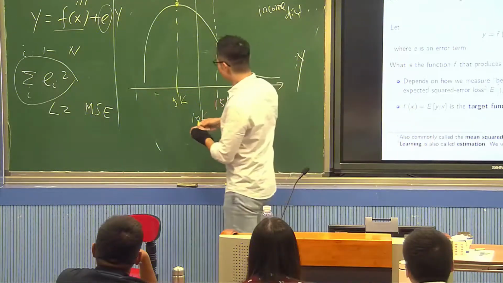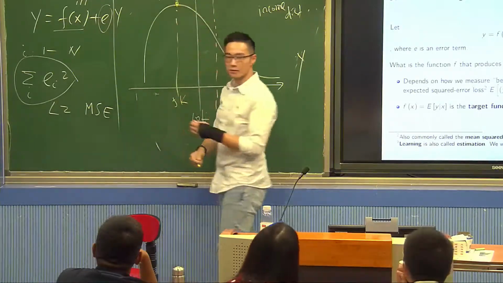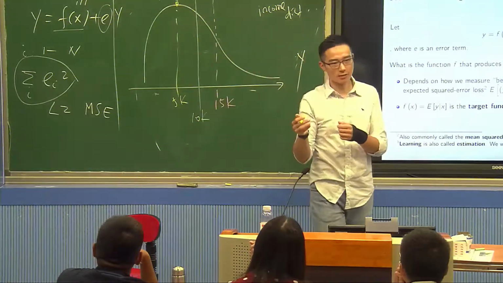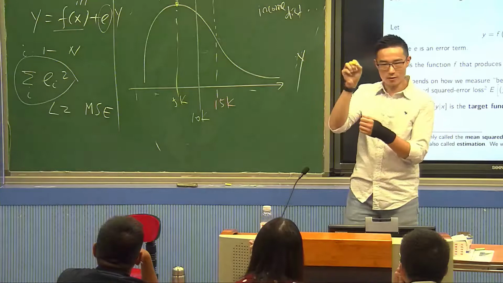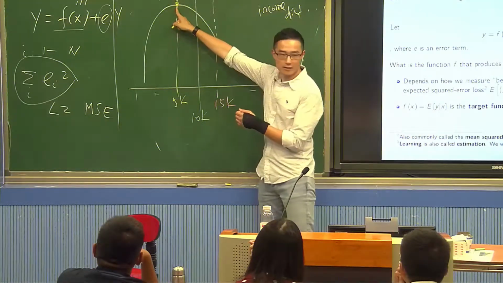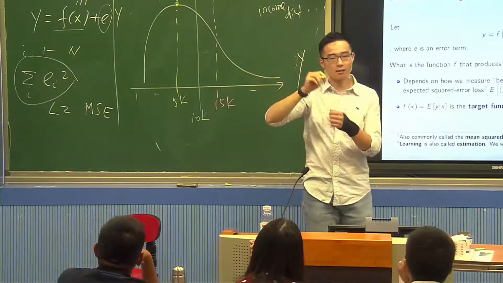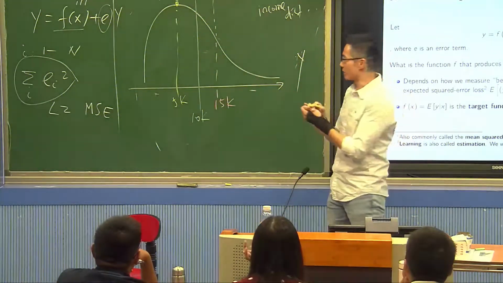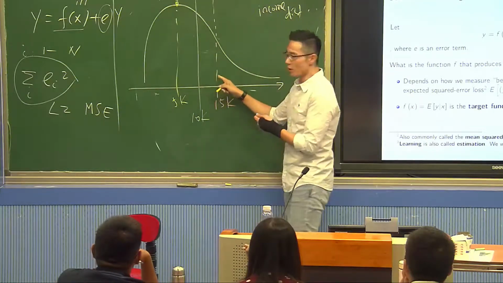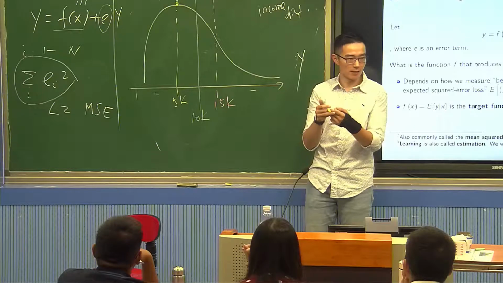This is called a mode. The mode of a distribution means it's the point where the distribution is the most likely. The probability is highest. So this mode is the point where the probability is the highest. Now these two, one is the median, and the other is the mean, the expectation.